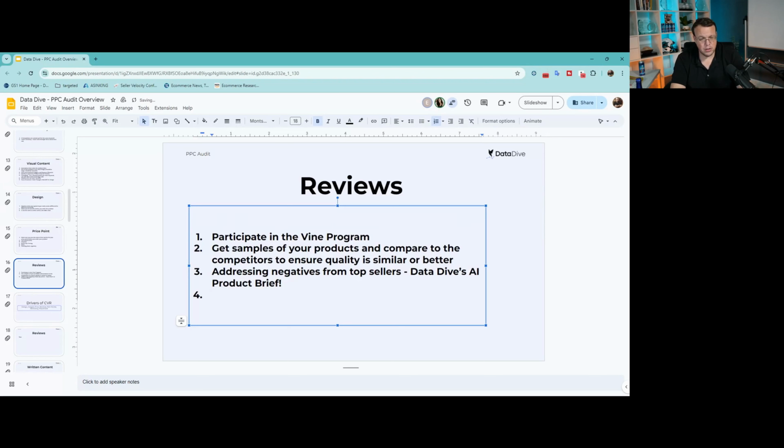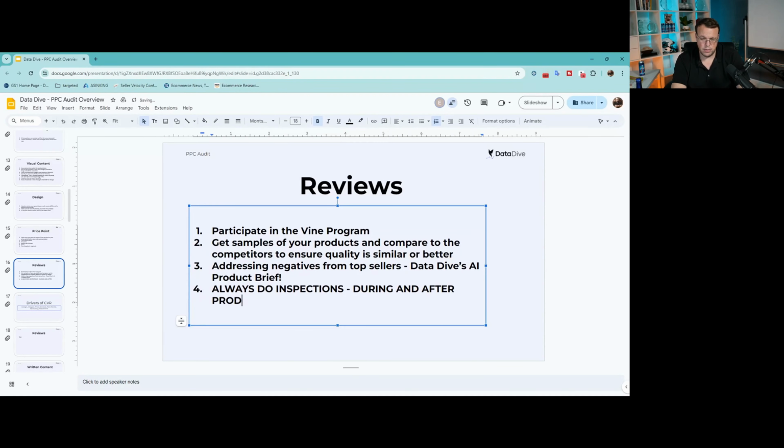Another major thing here is to always do inspections during and after production. Super important. I mean, if you've got the same factory that's making a bunch of 3.5-star products, but you found a way to fix it, maybe it's not the product issue, maybe it's the factory issue. You need to make sure that the fix you put into place is actually being implemented, because you don't want a factory to do a bait and switch on you. So you need to make sure you're always doing inspections.